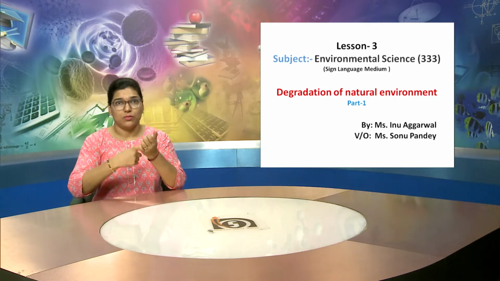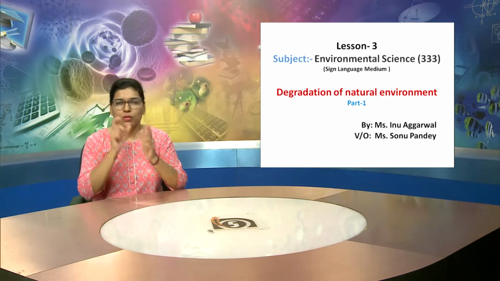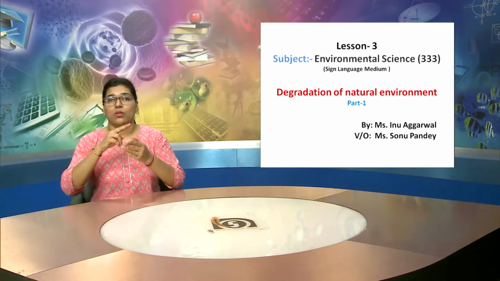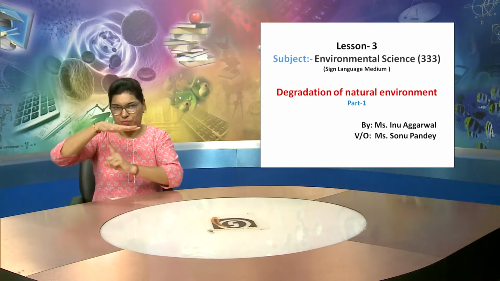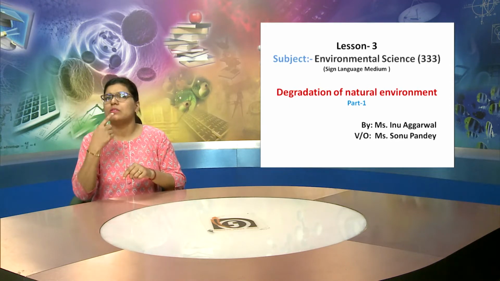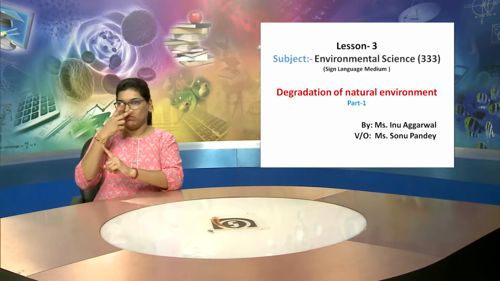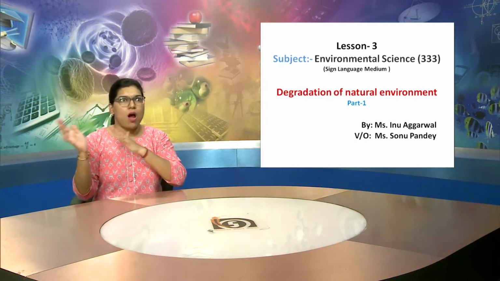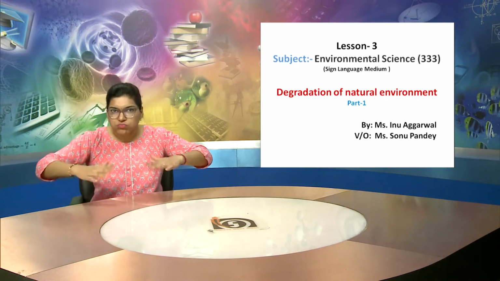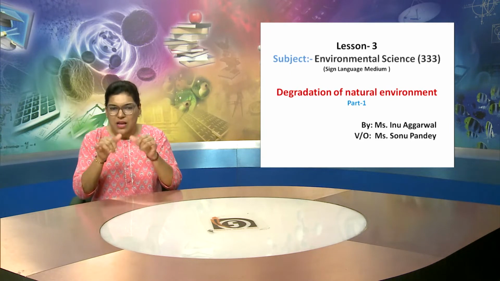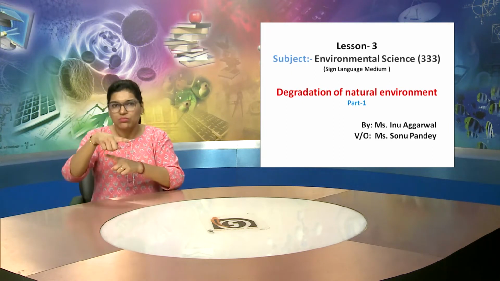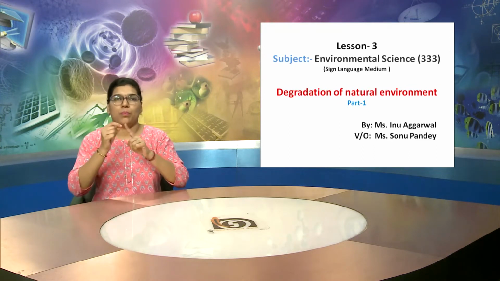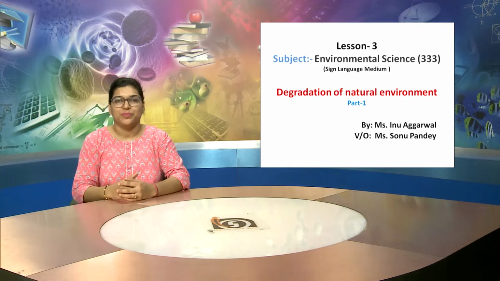The name of the lesson is Degradation. The meaning of degradation is going down. So, the lesson name is Degradation of Natural Environment. We all know that the environment is getting polluted day by day. All the natural resources are depleting. So, this chapter is all about this degradation of the natural environment.